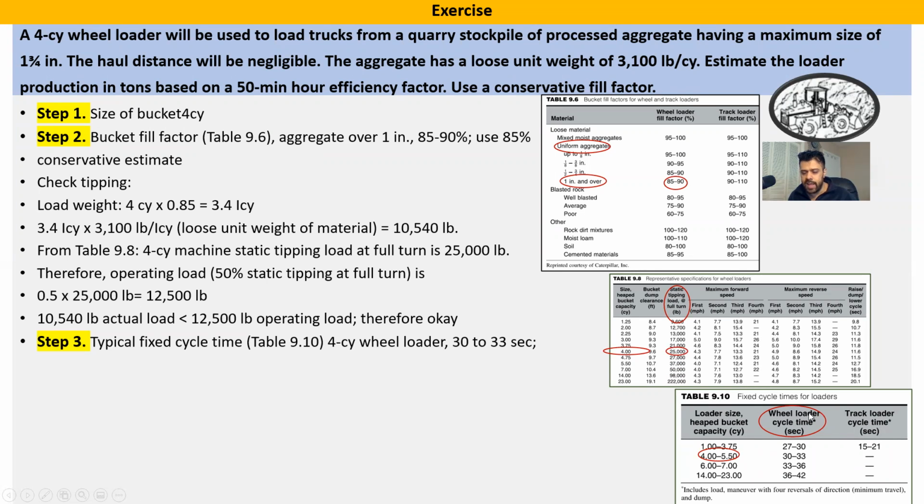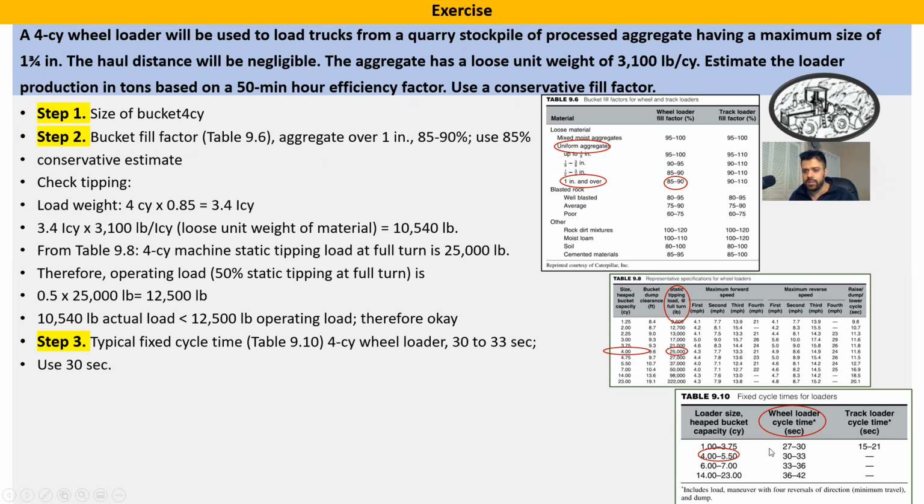The cycle time comes from another table, 9.10. In order to use that, you should first consider if you're talking about a wheel loader or a track loader. Also, you need to check the bucket size. The bucket size is 4 cubic yard. That's why the second row is the row you're going to look at. So it will be between 30 to 33 seconds.